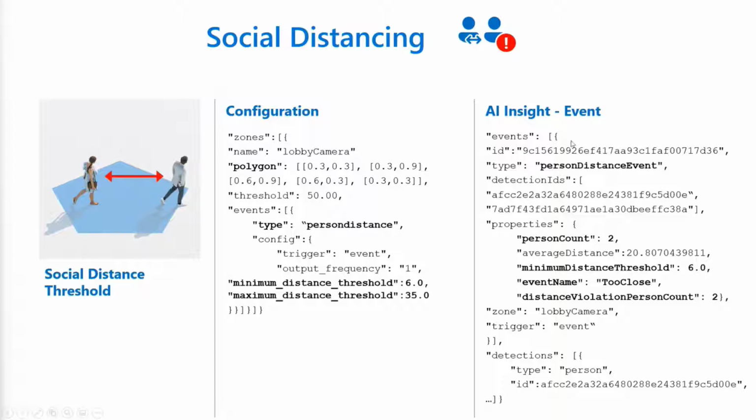So you're gonna have the type of the event, you're gonna get as well the person count, as I mentioned, you can run multiple operations at the same time. You can take a look at the average distance between people, and as well the minimal distance threshold that you set here. And every time someone is not complying with the social distance, you're gonna generate an event named too close, for example. And what will be the distance violation person count. So how many persons are just not complying with this social distance. Okay, so this is the kind of AI insight event. And again, it's a kind of event that you can take and put on top of an application, like Power BI, and you can visualize this.